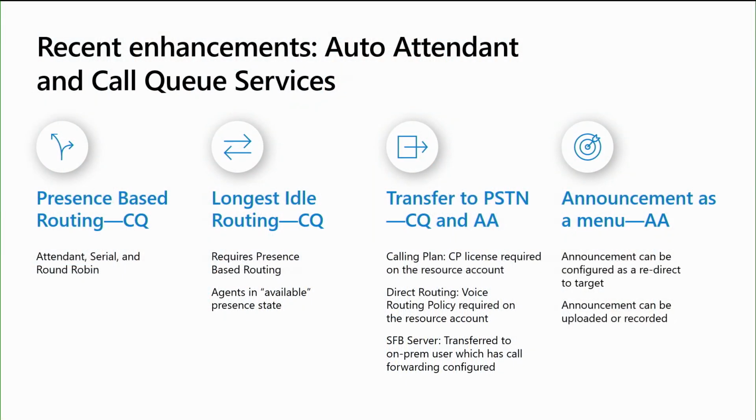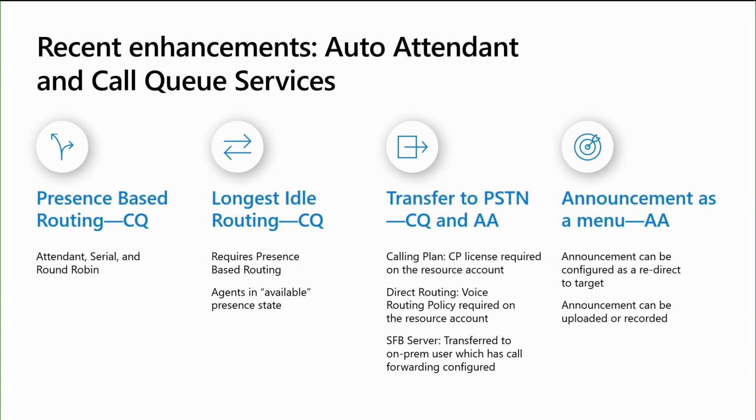First is presence-based routing. To this point, we've only allowed attendant or serial or round-robin routing and didn't take into consideration what the state of the agent actually was when offering a call to that agent. Now with presence-based routing, we actually look at whether the agent is actually available and not on a call when making routing decisions. Related to that is we now offer longest idle routing.